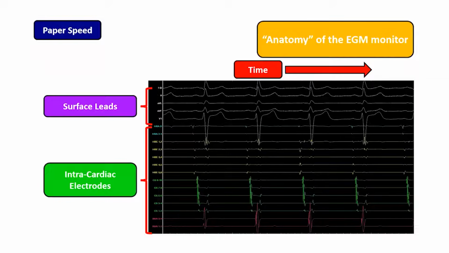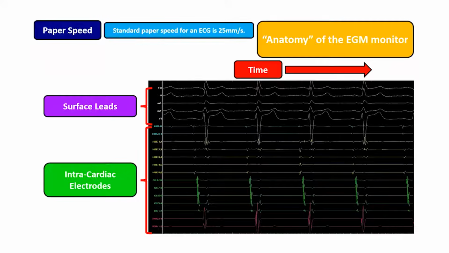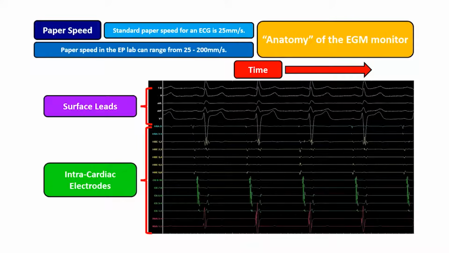The other thing to know is that when you step into the EP lab, the paper speed we use may change from what you're normally used to interpreting on a 12-lead ECG. For example, the standard paper speed for a surface ECG is 25 millimeters per second. But in the EP lab, we can range the paper speed from 25 up to 200 millimeters per second. This gives us better specificity in measuring intervals and detecting small changes in the timing of events.